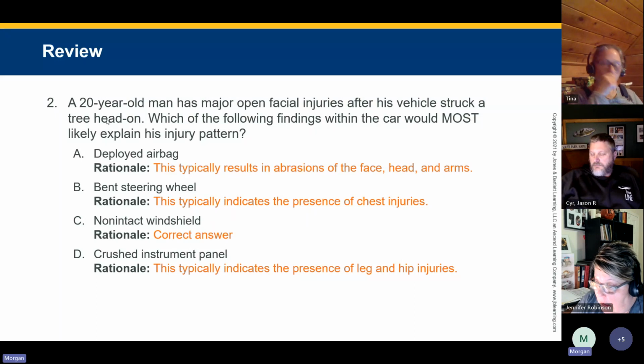Yeah, I was involved in a head-on once. Again, we'll leave out the details, but I was not seatbelted and my windshield was destroyed, thanks to me. This typically indicates the presence of leg or hand injuries, like when they hit the dashboard.